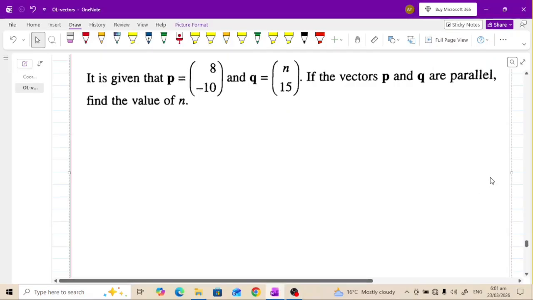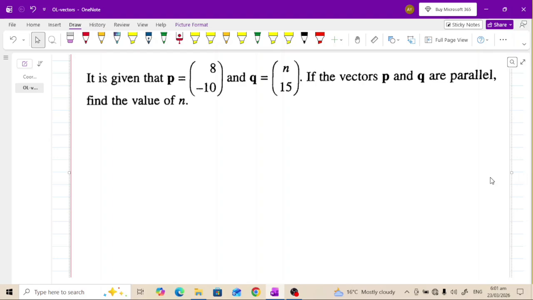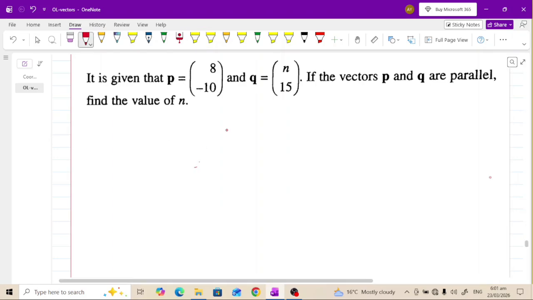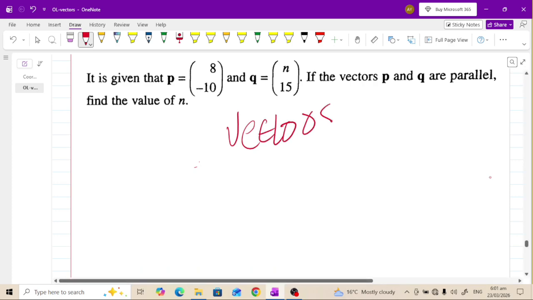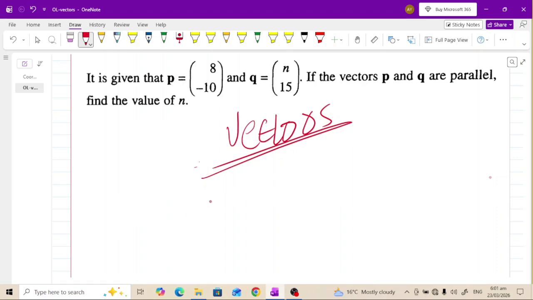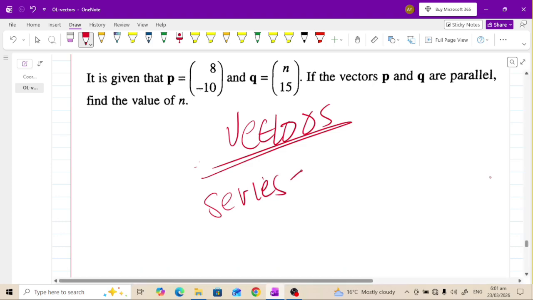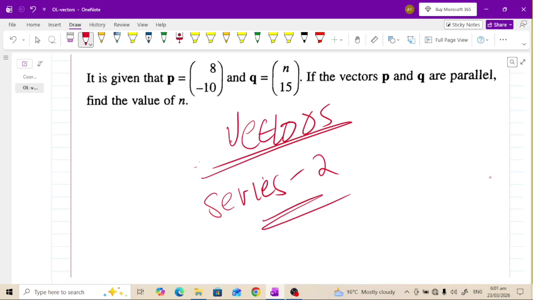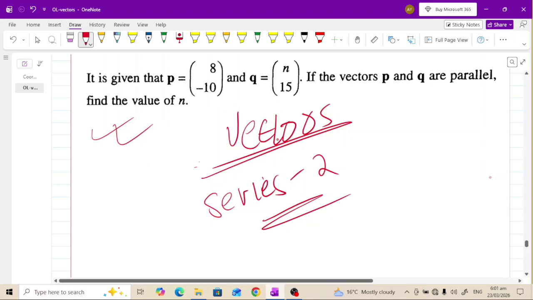Hello students, another very important and conceptual question from past papers on the topic of vectors. Because now we are doing the topic vectors series 2, yes, the second series. The questions are very conceptual and technical, so you have to be careful and concentrate on every step. Now let's start solving this question.